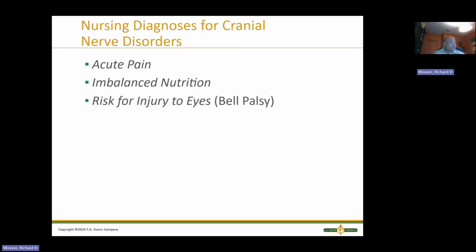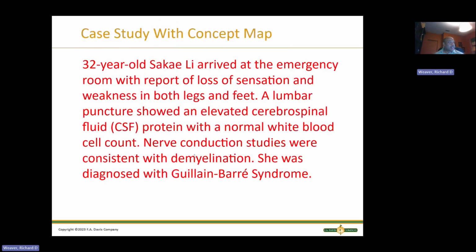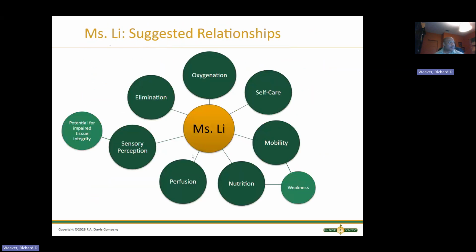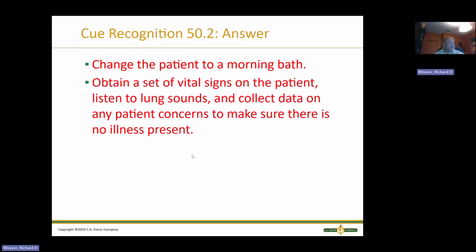Take a look at the different nursing diagnoses: acute pain, imbalanced nutrition, and also risk for eye injury to the eyes because of Bell's palsy. And I did provide you with some information about these different nursing diagnoses. So I'm going to let you guys go ahead and take a look at that in my notes. Fairly straightforward information. And actually, the rest of this is just the NCLEX exercises. And so, if you guys want to go ahead and do those, that's fine.